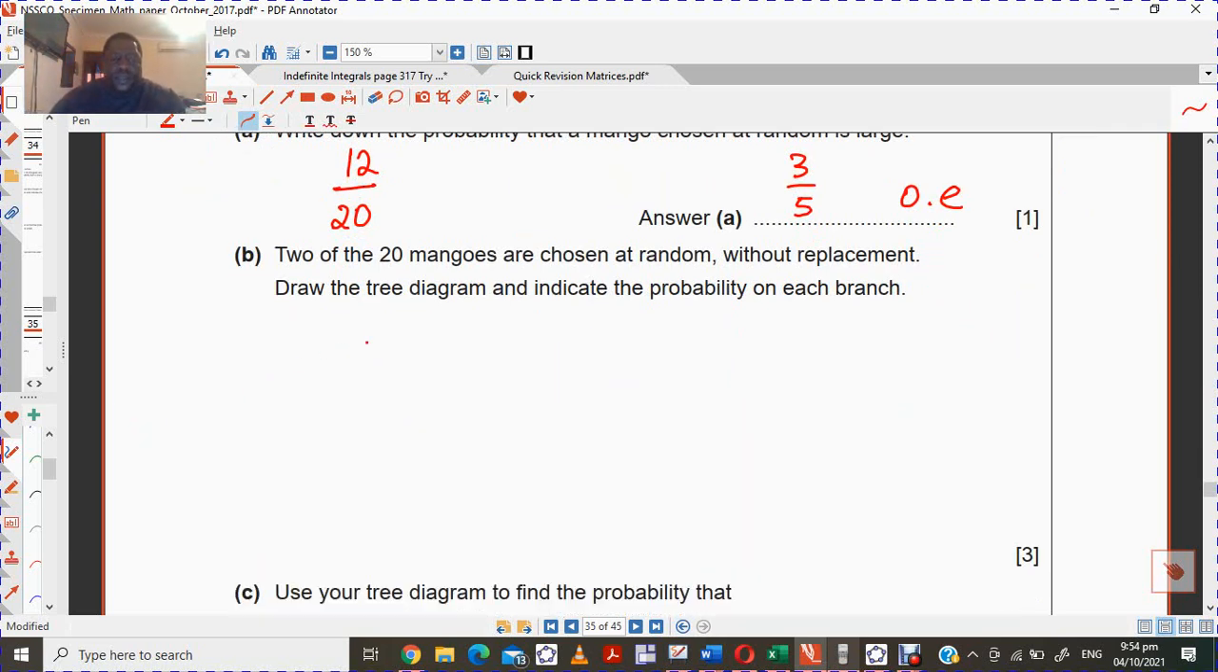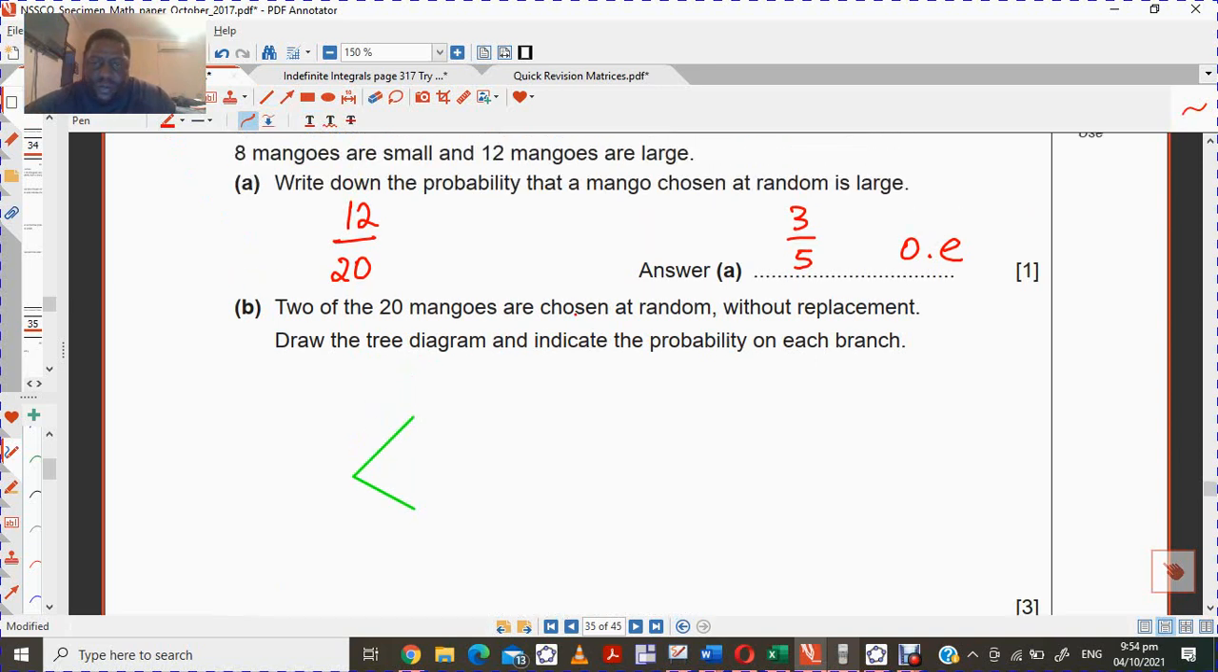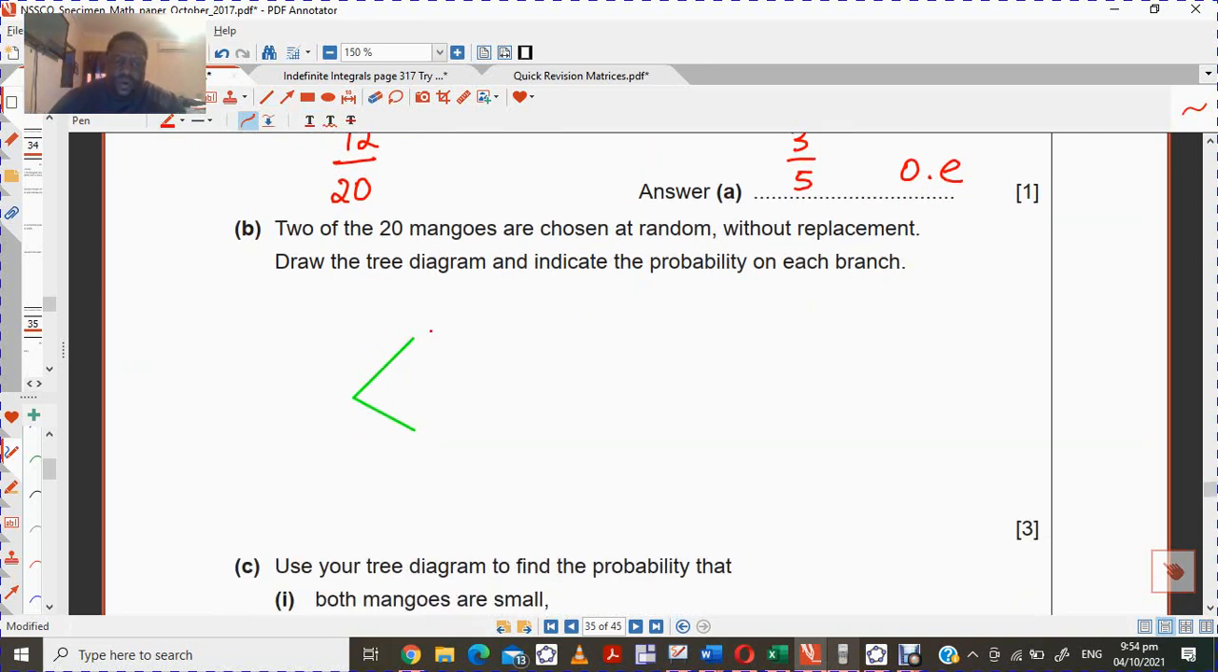Now they say two of the mangoes are chosen. So what do we have? Let me make a little table like that. We have small and large. Large we know is 12 out of 20, and small was 8 out of 20. Right, so we go again.